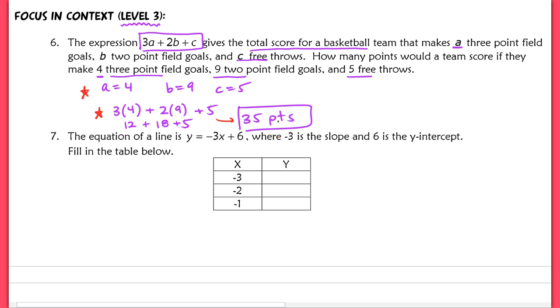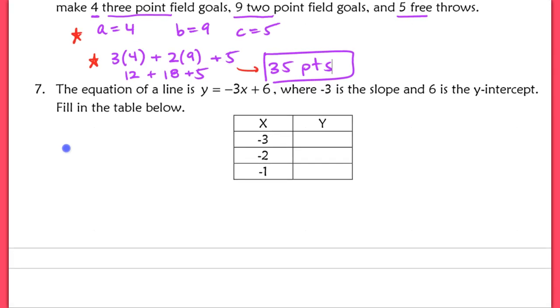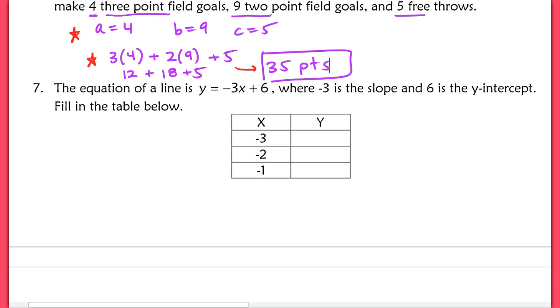Now in problem 7, this is an equation for a line that you're given. So we're told that the equation of a line is y equals negative 3x plus 6. Now, they define stuff for you where they say negative 3 is the slope and 6 is the y-intercept. But really, this information isn't all that important to the question, because what they're asking you to do is fill in this particular table. Now, they're giving you the x values. So we have x equals negative 3, negative 2, and negative 1. We have 3 different x values, and we're supposed to come up with the y value here.